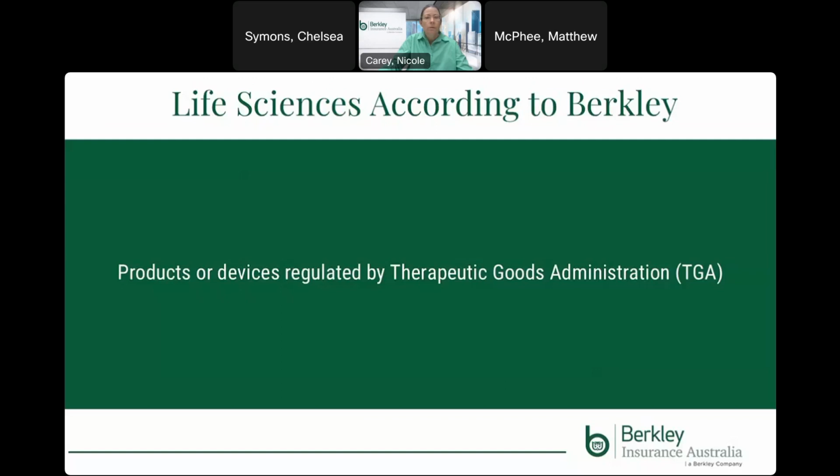So the life sciences industry, or the life sciences according to Berkeley, isn't quite as broad as what we've said on this slide beforehand. So according to Berkeley, and this is what we like to look at when we're underwriting, products or devices that are regulated by the Therapeutic Goods Administration.